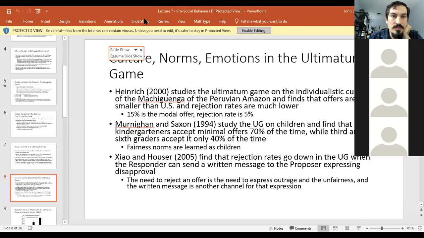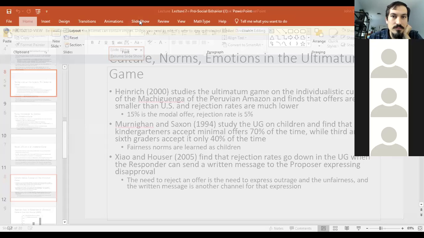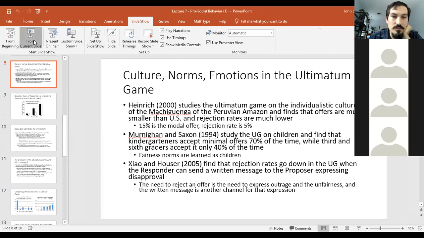Enable editing. No, I just want to do the slideshow. Sorry, my computer's being slow. Here we go.